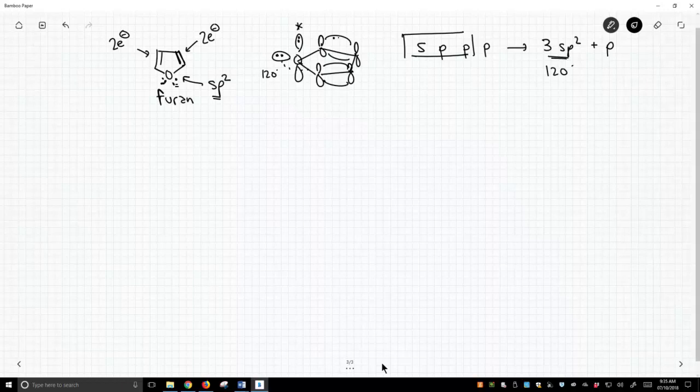So we have 2 electrons in this pi bond, 2 electrons in that pi bond, 2 electrons in this p orbital, and we only count the electrons in the p orbital. So we indeed have 6 electrons. Furan has 6 electrons in its pi system. It works as an aromatic molecule. That remaining lone pair on oxygen we do not count, and so we do not have 8 electrons. It is 6 electrons. Let's look at another.